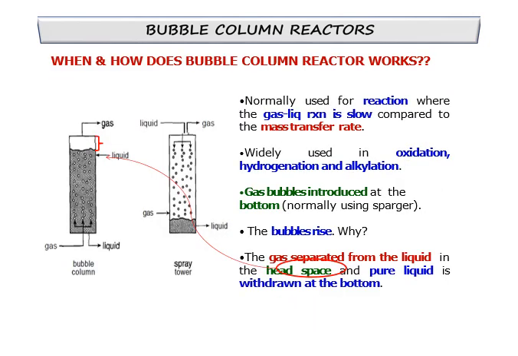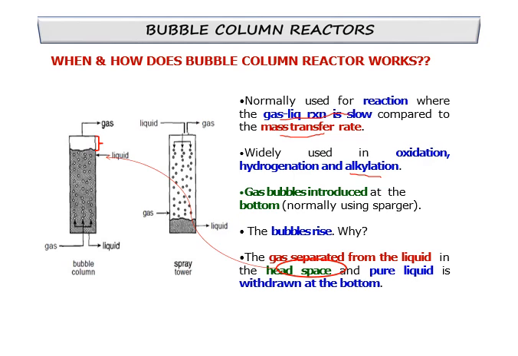Okay, when and how does a bubble column reactor work? Usually it is used for reactions where the gas liquid reaction is slow compared to the mass transfer rate. And it is widely used in oxidation, hydrogenation and alkylation processes. For a bubble column, gas bubbles are introduced at the bottom using a sparger, and the bubbles will rise. Why? Of course, because bubbles are very light compared to the liquid.